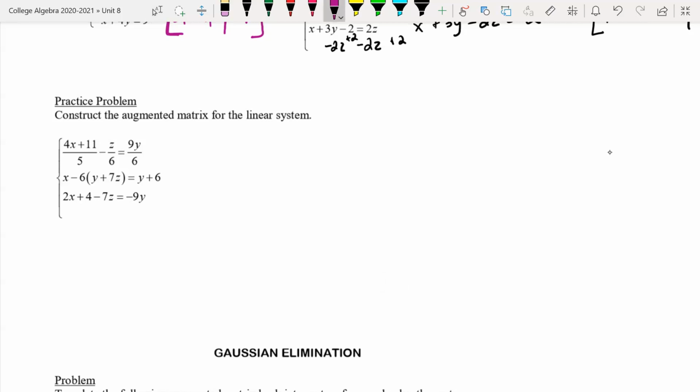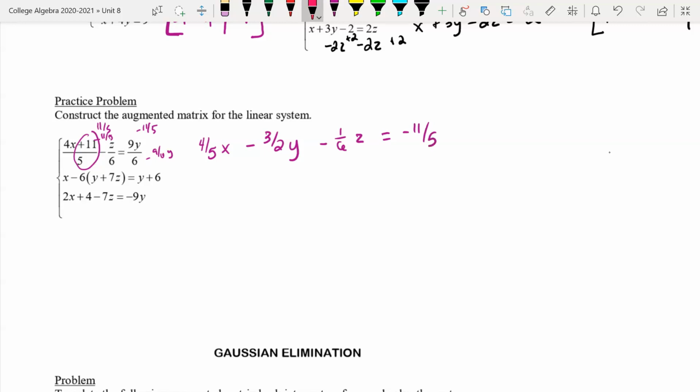So again, I always like to rewrite the equations. So hopefully that's what you did when you paused the video. So 4/5 x, this is going to be plus 11/5, but I don't want that on that side. I'm going to subtract it to the other side. I'm going to subtract the 9/6y to the other side as well. So when you do that, that becomes -3/2y. I need to simplify it. Minus 1/6z. If the z is on top, you can make it a fraction. Equals -11/5.